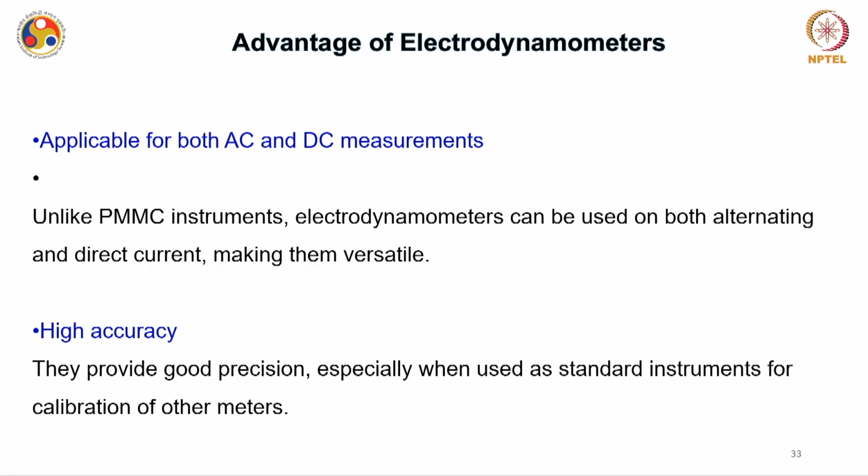Okay. So unlike PMMC instruments, these electrodynamometers can be used on both alternating and direct current. Therefore, I can say that this particular instrument is versatile. Okay. They have very high accuracy, so they provide good precision, especially when used as a standard instrument for calibration of other instruments, like moving iron kind of instruments.